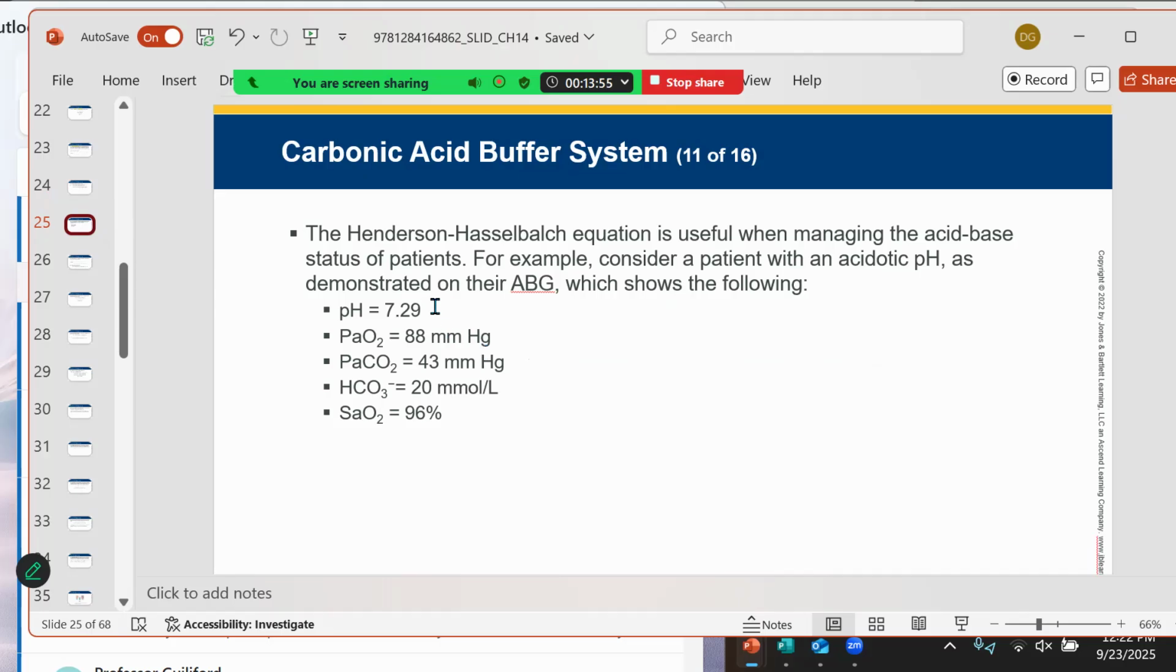So let's look at a patient with a pH of 7.29. That's low. That's going to be acidosis. O2 is 88. That's normal. CO2 43. That's normal. Bicarb a little low. So we've got a metabolic acidosis.